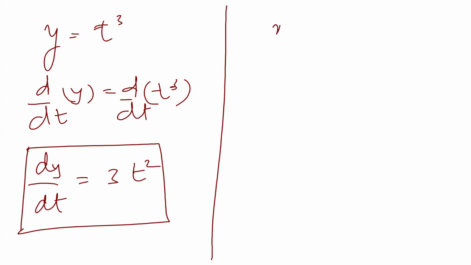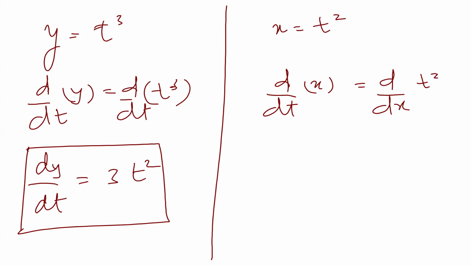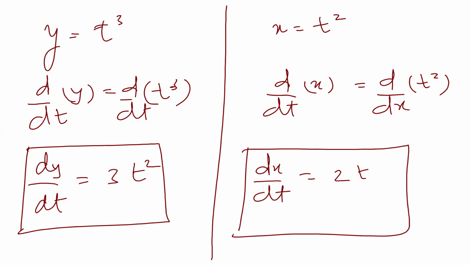Now x is equal to t square. d by dt of x, d by dt of t square. So dx by dt is equal to 2t. We got the value of dx by dt. Now put these values in equation number 1.